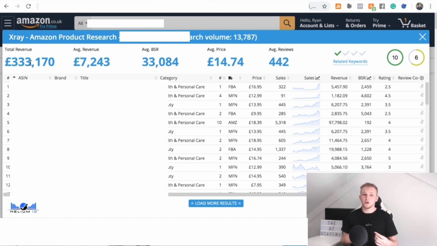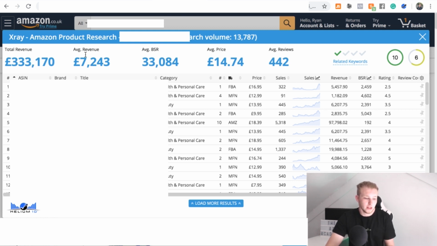And depending on your budget, depending on what you want to get out of Amazon, you might be happy with selling a couple of £100 a month. You might be happy with selling a couple of £1,000, or you might be looking to sell tens of thousands of pounds every single month. And that will determine what number here is good for you, because what I'm looking for may not be what all of you are looking for if you have a lower budget or even a higher budget where you want to look for more than this.